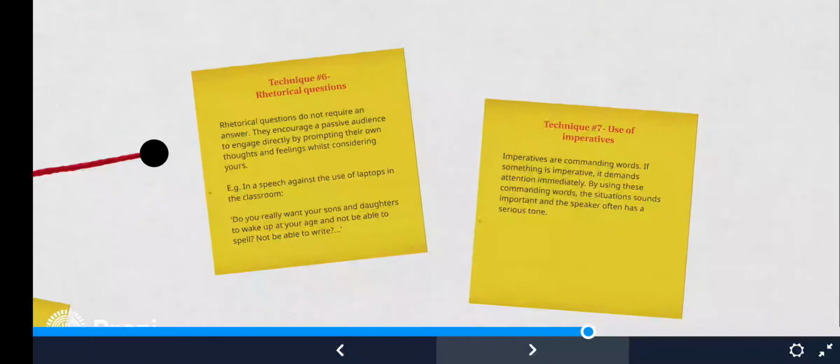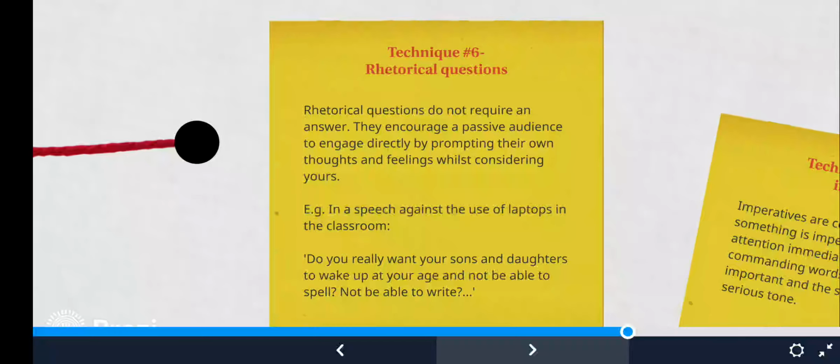Technique number 6, rhetorical question. This is a very popular thing that we can use when we want to make a person think about our products, by making a rhetorical question. Rhetorical questions do not require an answer. They encourage a passive audience to engage directly by promoting their own thoughts and feelings, which is considered yours.